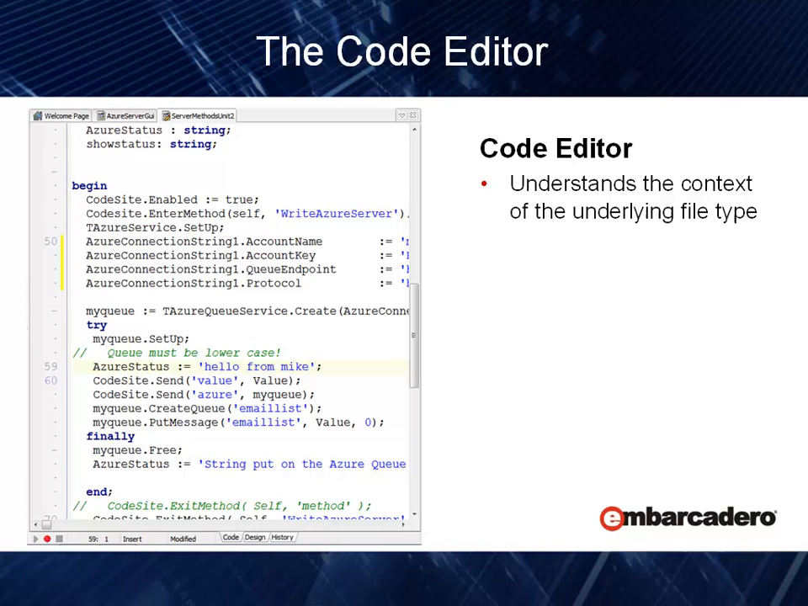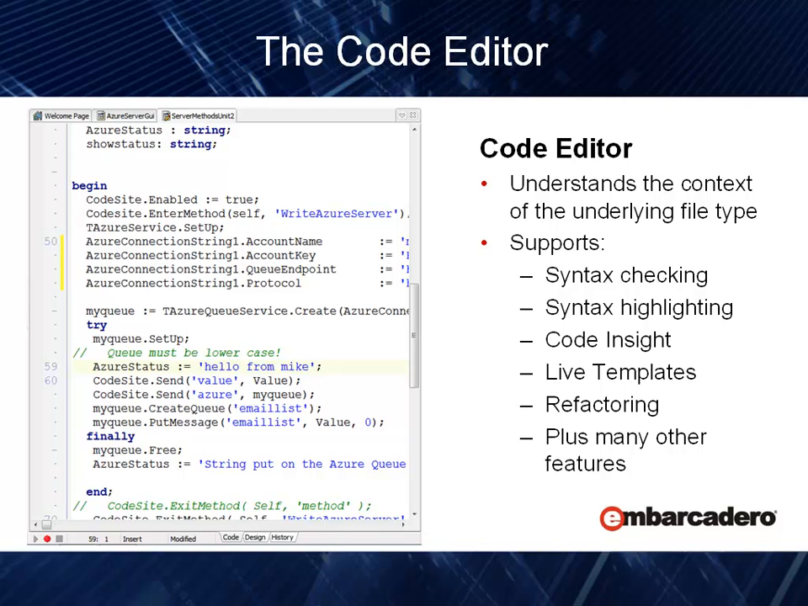The code editor itself is really the cockpit of where most development is done. It understands the context of the latest file and the underlying file type. It supports basically everything from syntax checking and highlighting, code insight, live templates, refactoring, and a ton of other features that are really valuable to the developer.